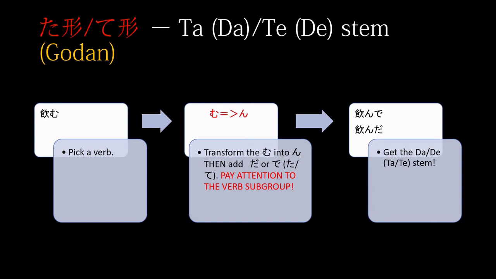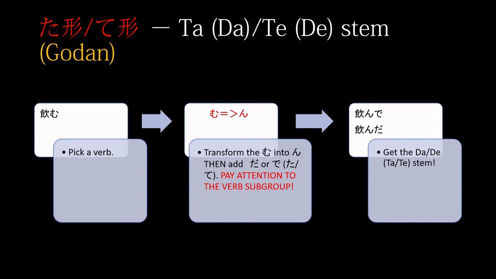Because in this case, we see that mu is a part of the n subtype of the Godan verbs, and that is why its mu becomes n, and after that ta and te also change to da and de. Now, this is the reason why nomu becomes nonde and nonda after the second step. So in the second step, we have essentially first determined the subgroup of our verb.